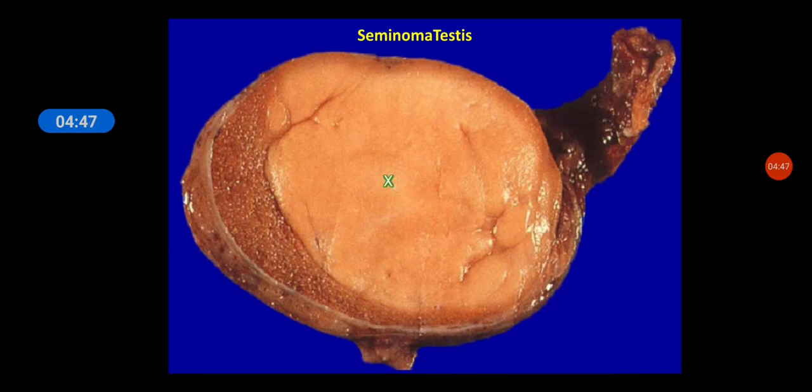What is the female counterpart of seminoma testis? It is dysgerminoma. This is a favorite viva question. Invariably you will be asked, what is the female counterpart of seminoma? It is dysgerminoma.